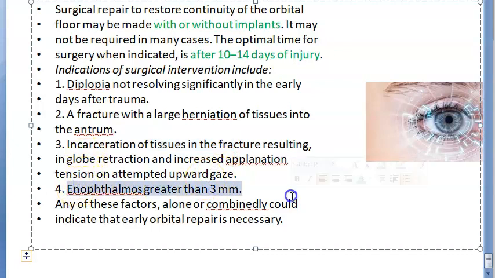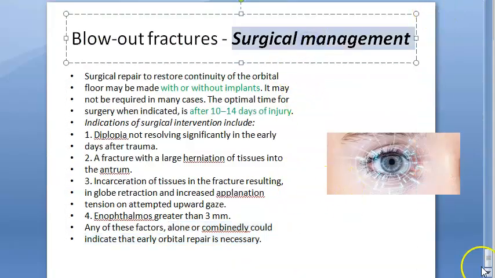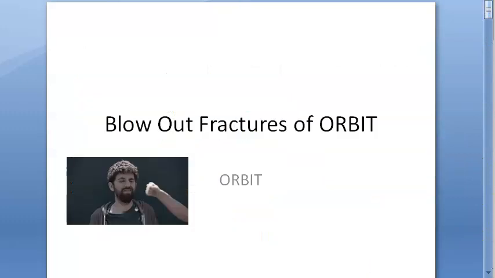Enophthalmos greater than 3 millimeter. So if the eye went in by more than 3 millimeter. Okay. Any of these factors alone or combined indicate orbital repair. So these are the indications for surgery in blowout fracture. Now let's take a quick recap.